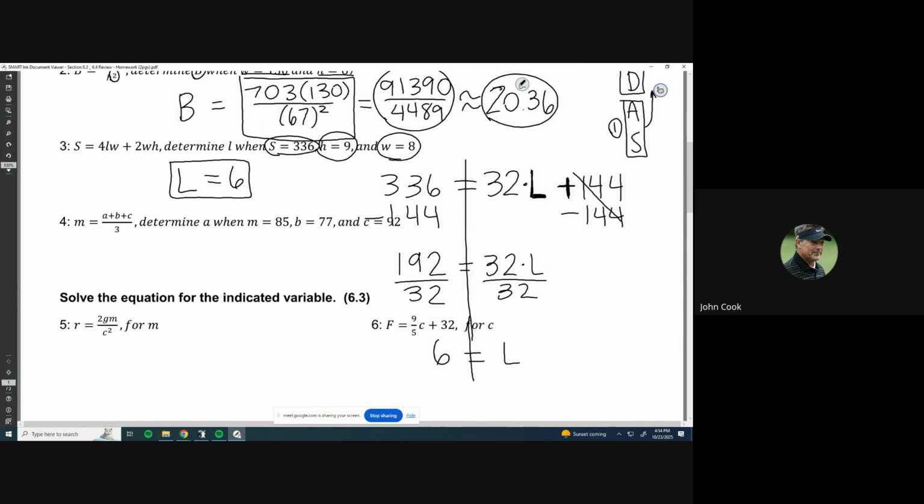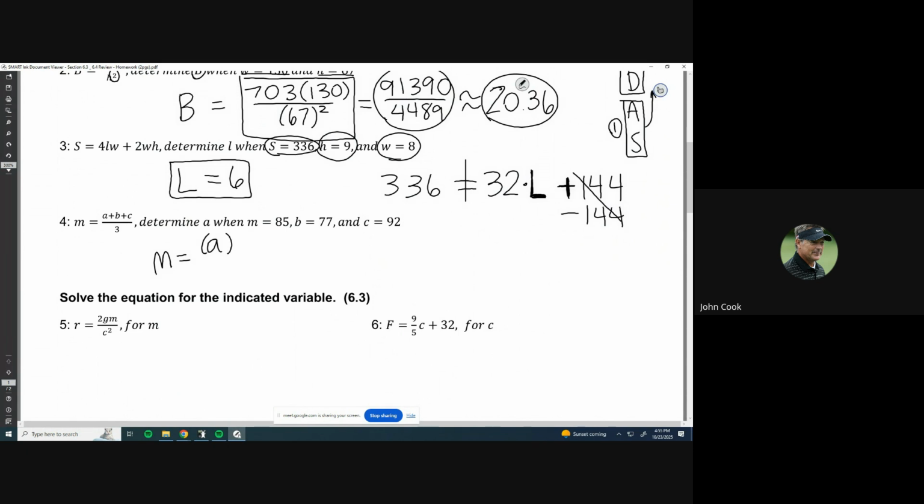Okay, we've got one more problem from this problem set. That's number 4. So let's do number 4, and then that'll be it for this video. All right, so we've got M is equal to A plus B plus C all over 3. So it looks like I know what M is. M is 85. I know what B is. That's 77. And I know what C is. That's 92.